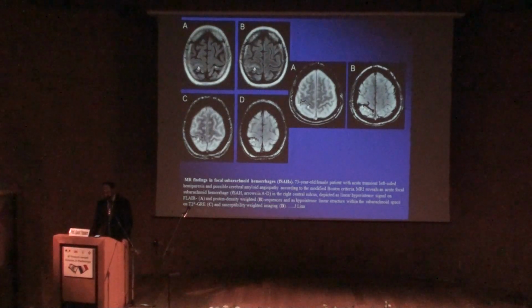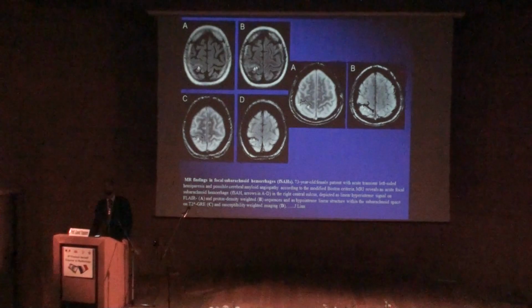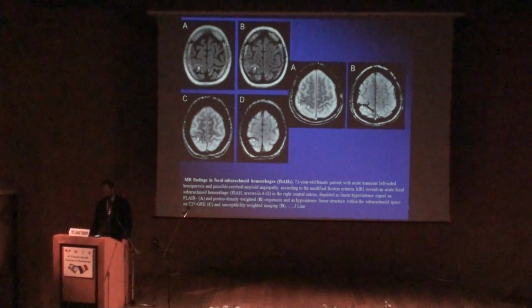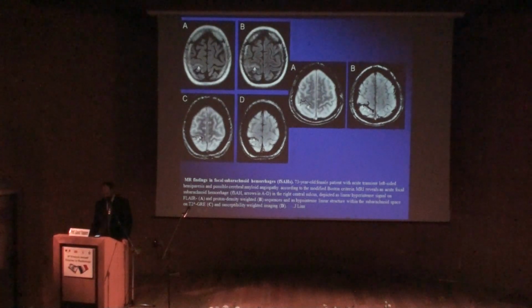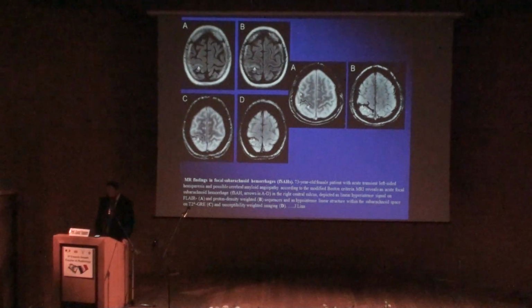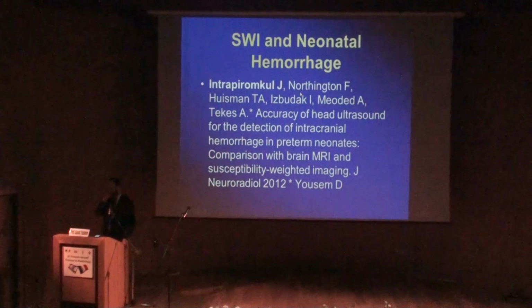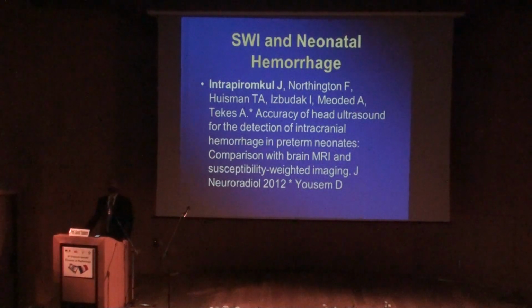Another example of some blood products that are seen in the subarachnoid space on FLAIR scan and on gradient echo scan, and then we do the susceptibility weighted imaging. You're seeing that this represents pial hemosiderosis. In addition, there are tiny little microhemorrhages seen on the SWI sequence. We recently completed a study looking at the value of doing SWI in neonates who have hemorrhage associated with prematurity.